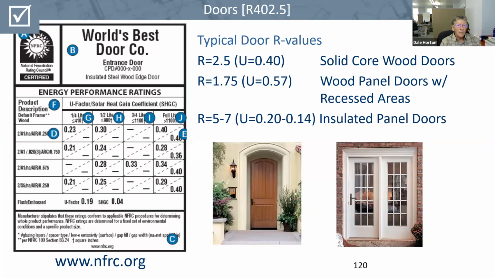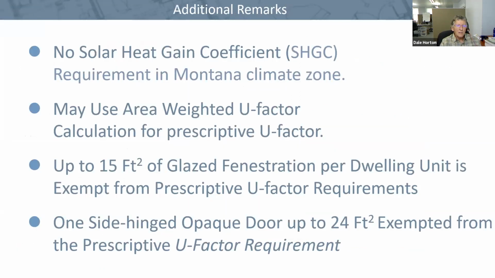Doors also must meet the same fenestration requirement as windows. Typically, solid core doors are 0.2, 0.5. Wood panel doors are 1.75. Insulated panel doors are in the neighborhood of R5 to 7, which is a U factor of 0.2 to 0.14. So in the 2018, you'll be using the same 0.30 U factor when deciding if a door meets the code requirements.